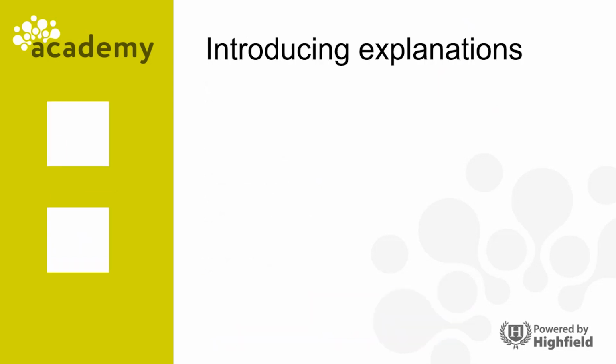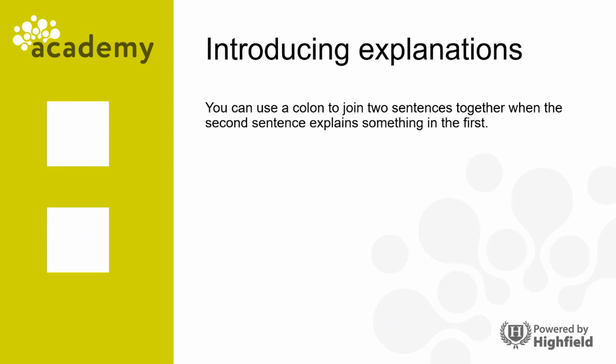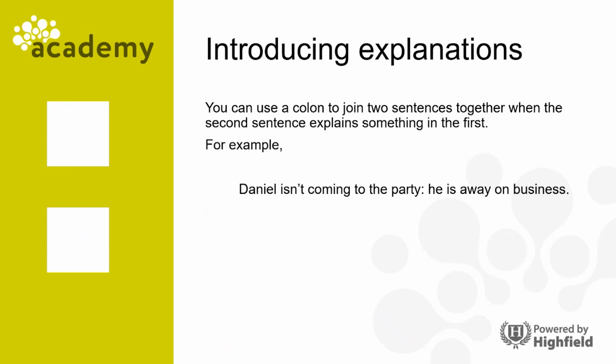Another use for colons when writing is to use them to introduce explanations. This method is less frequently used as there are many ways to introduce an explanation, but it's worth knowing how to use it correctly. So, you can use a colon to join 2 sentences together, but only when the second sentence explains something in the first. For example, Daniel isn't coming to the party: he is away on business. As you can see, these would work as 2 separate sentences in their own right. However, as the second sentence further explains something from the first, we can use a colon to join them, much like a because.